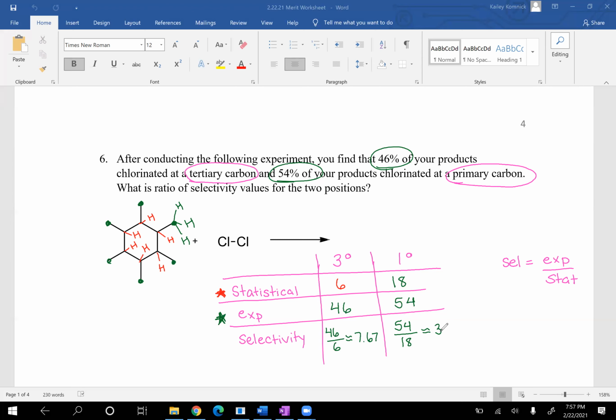And then what we want to do here is get a 1 to something ratio. So we want to simplify this ratio. Right now our ratio for the selectivity, tertiary to primary, is 7.67 to, excuse me, to 3. So we're going to try and make this a little bit nicer of a number.